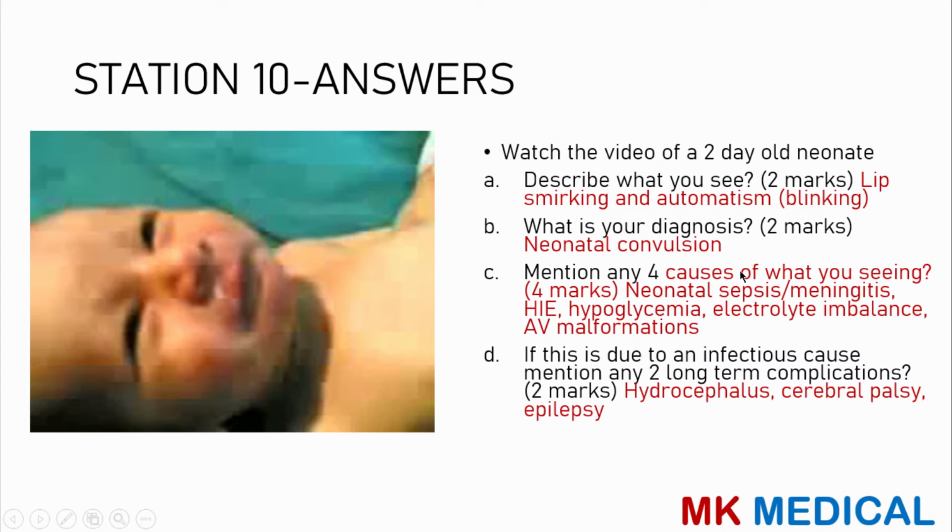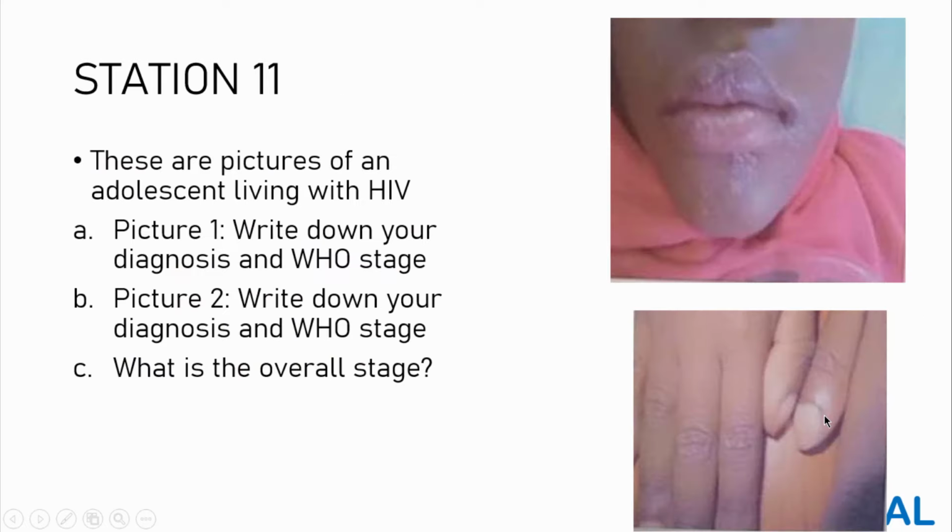Mention any four causes of what you are seeing. So it may be due to neonatal sepsis or meningitis, hypoxic ischemic encephalopathy, hypoglycemia, electrolyte imbalances, arteriovenous malformations. So if this is due to an infectious cause, mention any two long-term complications. So it could complicate to hydrocephalus, it could complicate to cerebral palsy, it could also complicate to epilepsy.